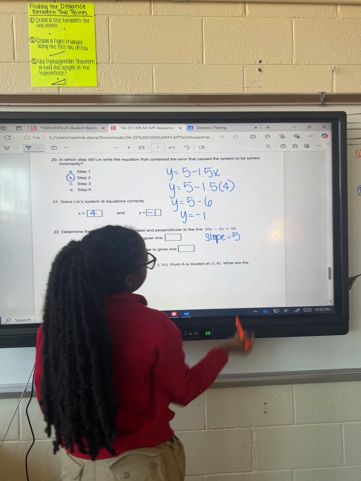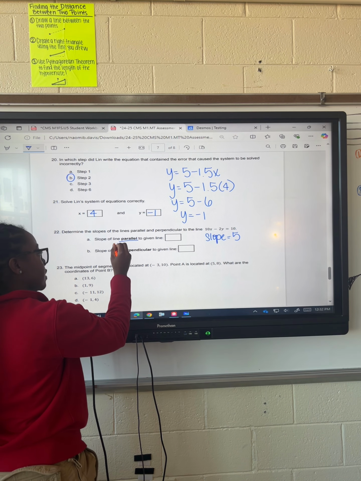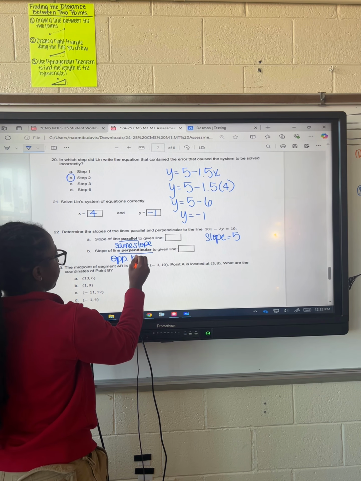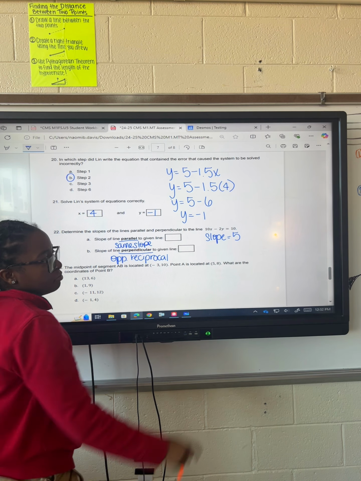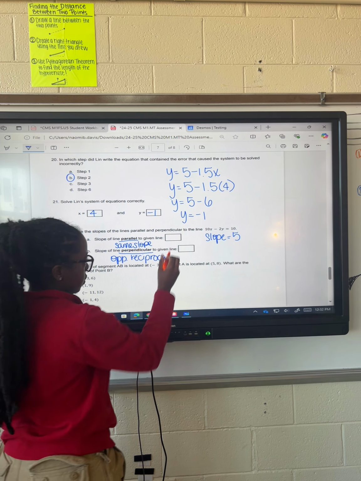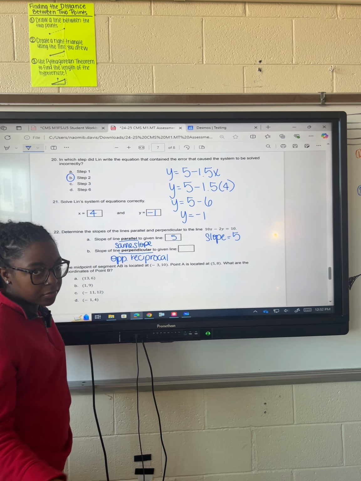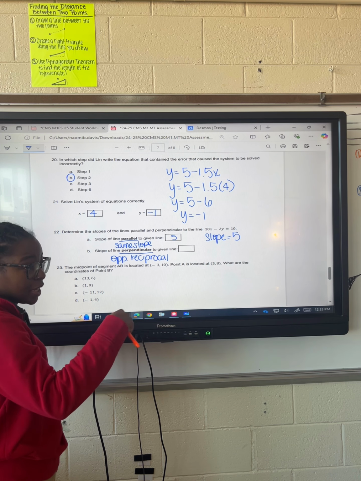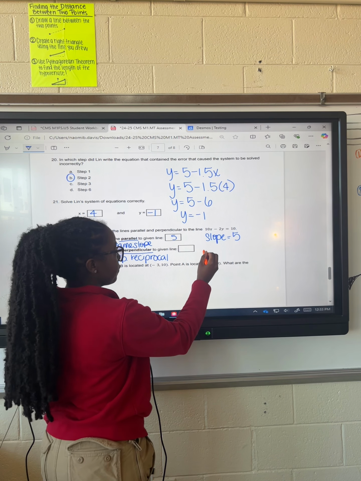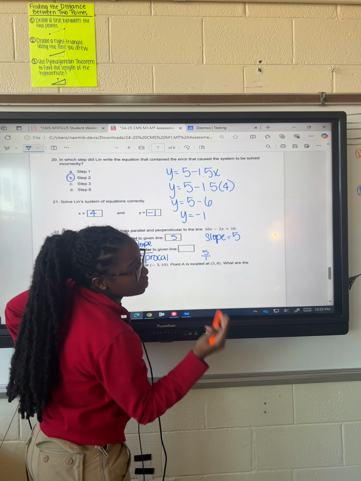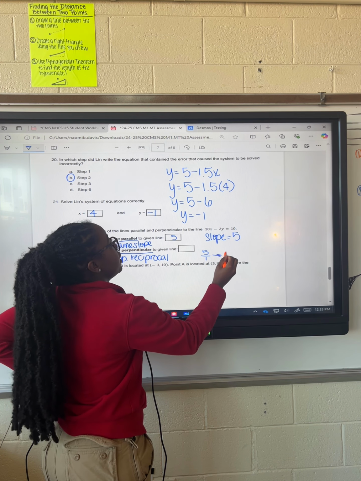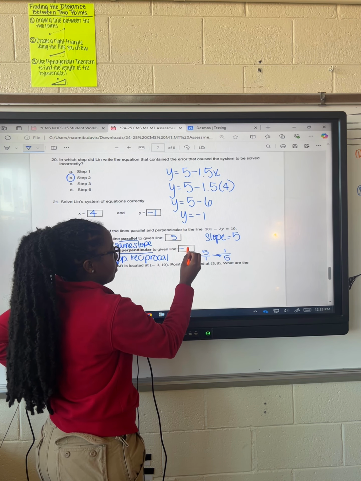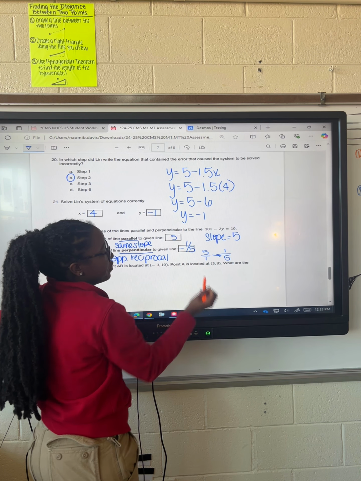equals 5. Now, remember, parallel is same slope. Perpendicular is the opposite reciprocal. What's the slope of a parallel line? My original slope is 5, so my parallel slope is going to be 5. My perpendicular, opposite reciprocal, that means not only am I going to flip it, so right now it's 5 over 1, because remember, whole numbers are over 1. 5 over 1 flip is 1/5. But I also have to change the sign. So my perpendicular slope is -1/5.